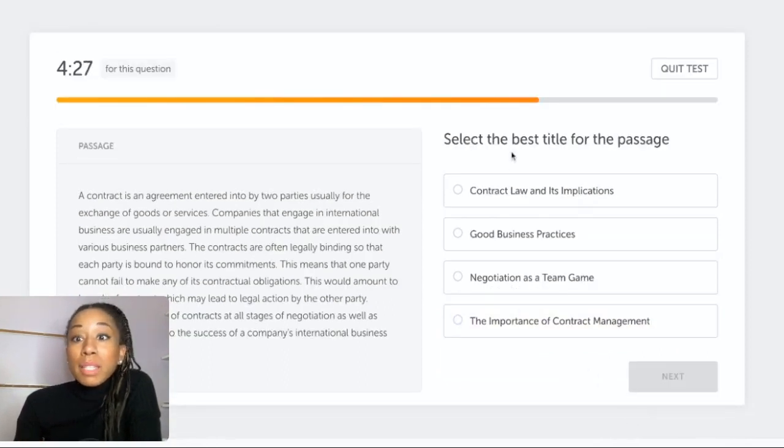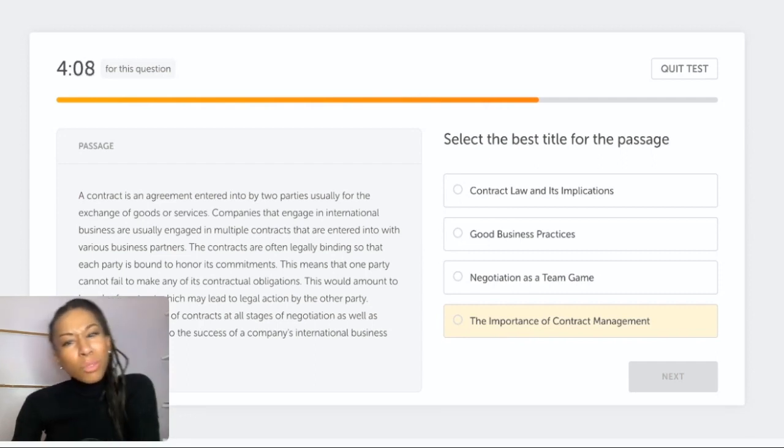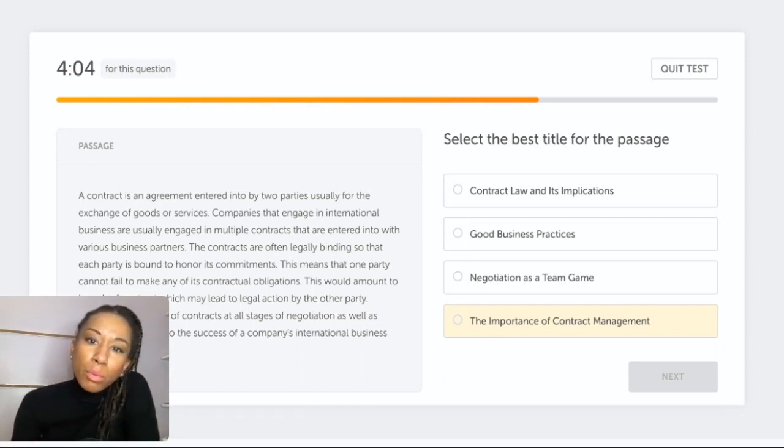Okay, select the best title for this passage. Contract law and its implications, good business practices, negotiation, no. The importance of contract management, careful management of contracts at all stages will define... Contract law and its implications are usually, I don't know. It could be the first one. I don't know if it's the first one or the last one. The importance of contract management. I didn't really read it, so let me.